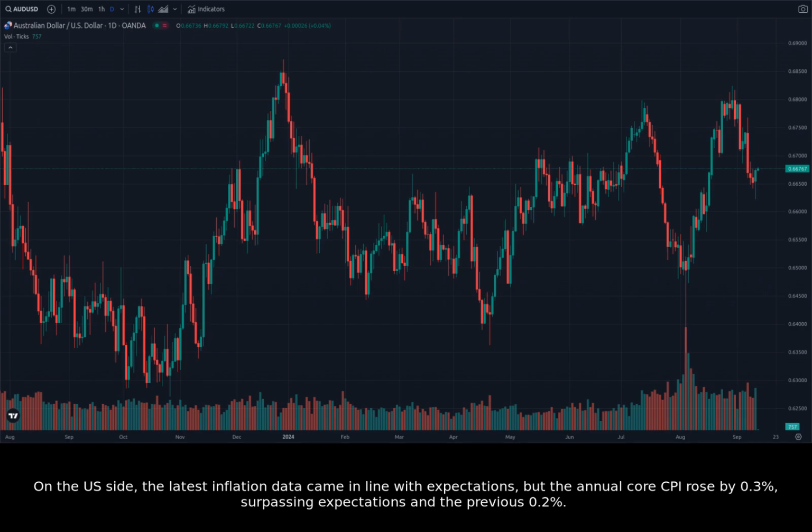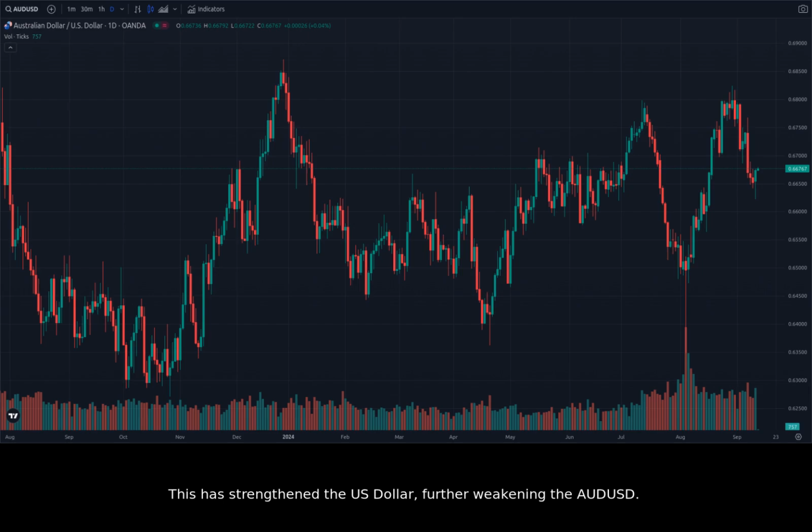On the US side, the latest inflation data came in line with expectations, but the annual core CPI rose by 0.3%, surpassing expectations and the previous 0.2%. This has strengthened the US dollar, further weakening the AUDUSD. The US presidential election is also looming, which could add further volatility to the market.